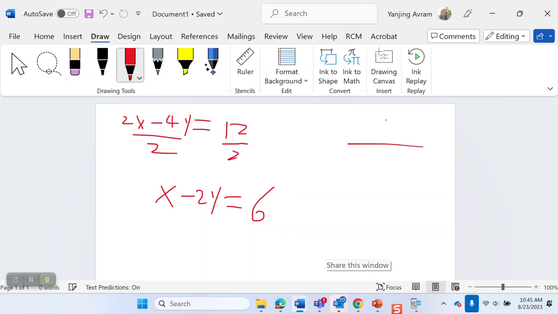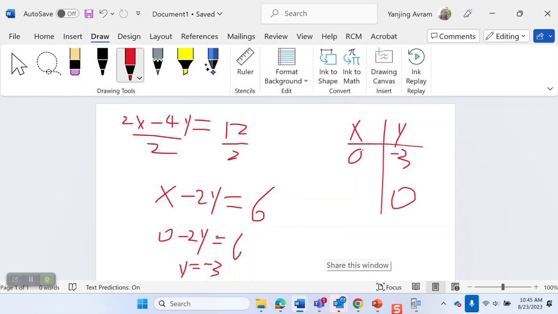And I can find the x and y coordinates. If I let x equal 0, what happens with the y? We're going to find the y-intercept when x equals 0. Divide both sides by negative 2, so y will be what? Negative 3. Yes, negative 3. And then if I let y equal 0, y will be gone. So x will be what?